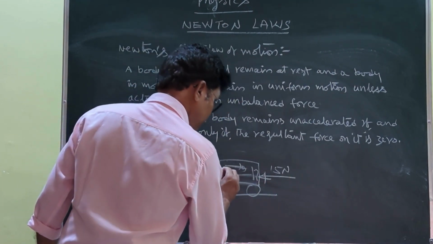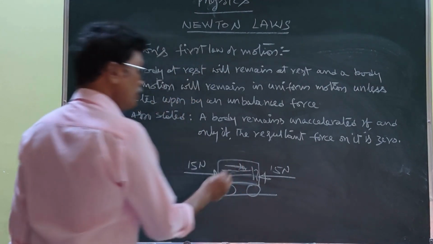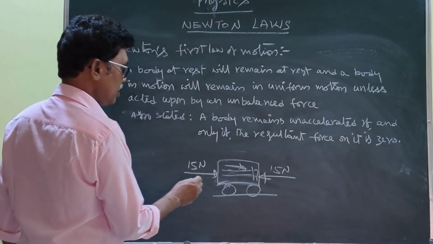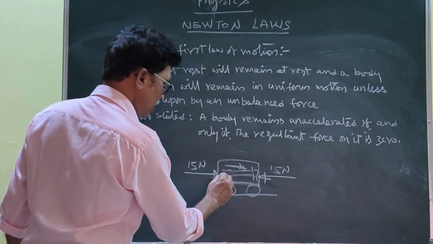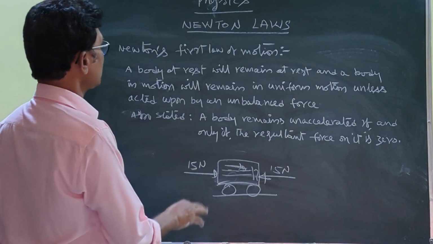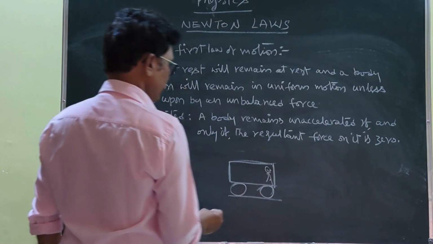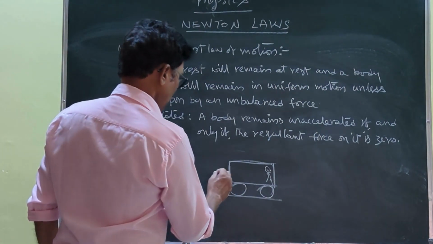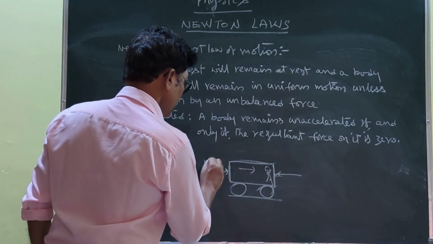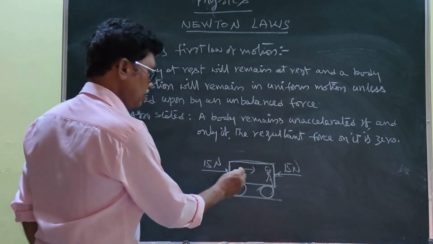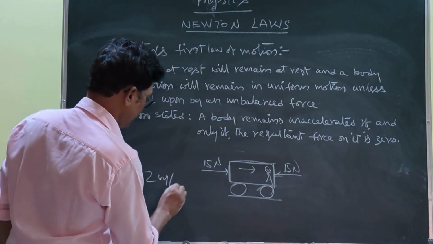Even so, that object keeps moving with the same velocity as before the forces were applied on either side. The object is moving with a certain acceleration, and even though you are applying the same magnitude on either side, the original acceleration is maintained. That condition also satisfies the law of motion. What we can understand is that the resultant force on it is zero. Let us say the acceleration is 2 meters per second squared.